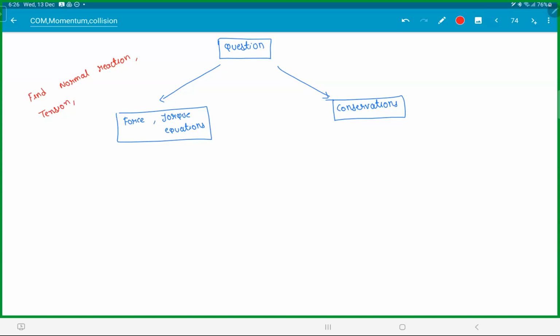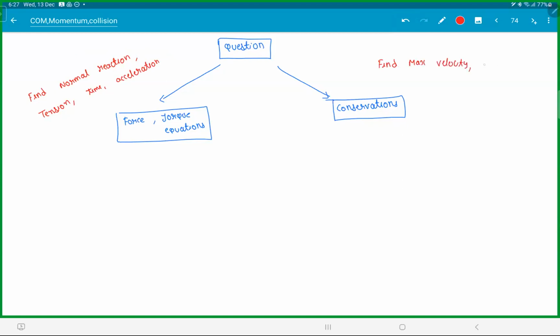So find normal reaction, find tension, find time, find acceleration. You'll hear these kinds of words. You must have seen all these words in NLM, friction, these kinds of chapters. In all these chapters, what you did was always start with an FBD. When to use conservations? Here, the words would be like, find max velocity.